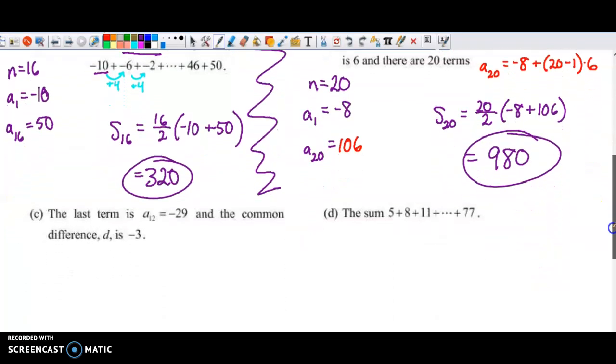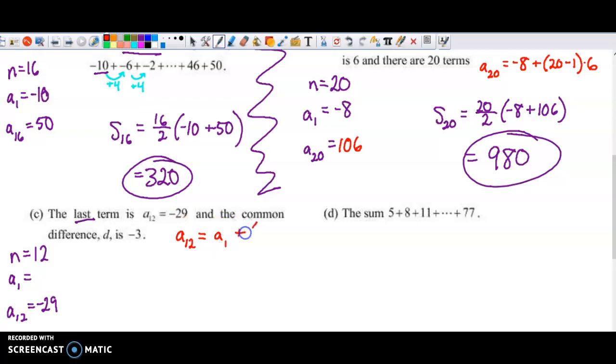Let me scroll a little bit more. Same thing with the next one. It's implied when they say that the last term is a subscript 12 that n equals 12. They also tell you a sub 12 is negative 29. But do they tell you the first term now? No. So let me go back to that formula that we had. And again, I'm going to use a sub 12 because that's what they tell me.